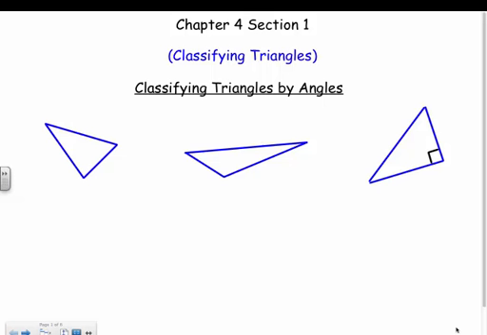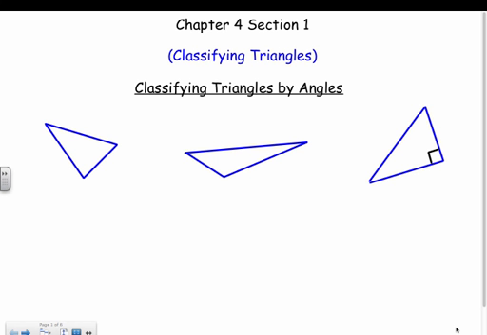Chapter 4, getting into triangles, and more specifically triangle congruences. So we've got to get our base facts on our triangles down first before we can get into that stuff. This section 1, we're going to fly through it pretty quick. A lot of this stuff is stuff you know from elementary school, and we're just going to expand on it a little bit.